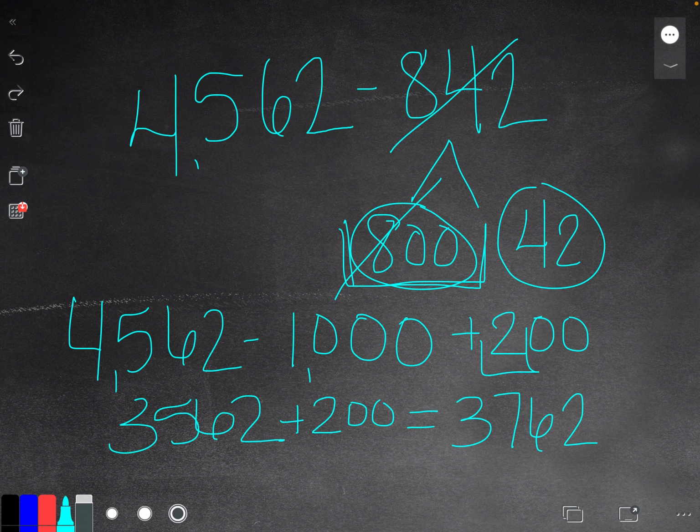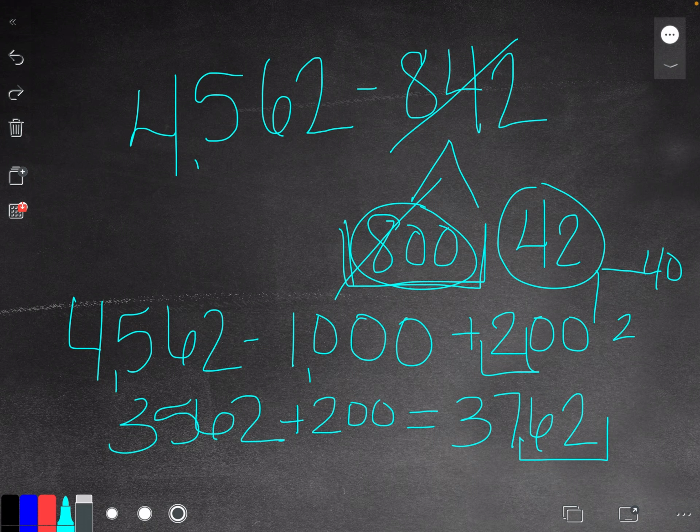Now 42 I can subtract pretty easily from this because really there are only two place values that would be affected. Tactically, what I could do is go ahead and make another set of number bonds to make this into 40 and 2 and then subtract them separately. You could totally do that as well.